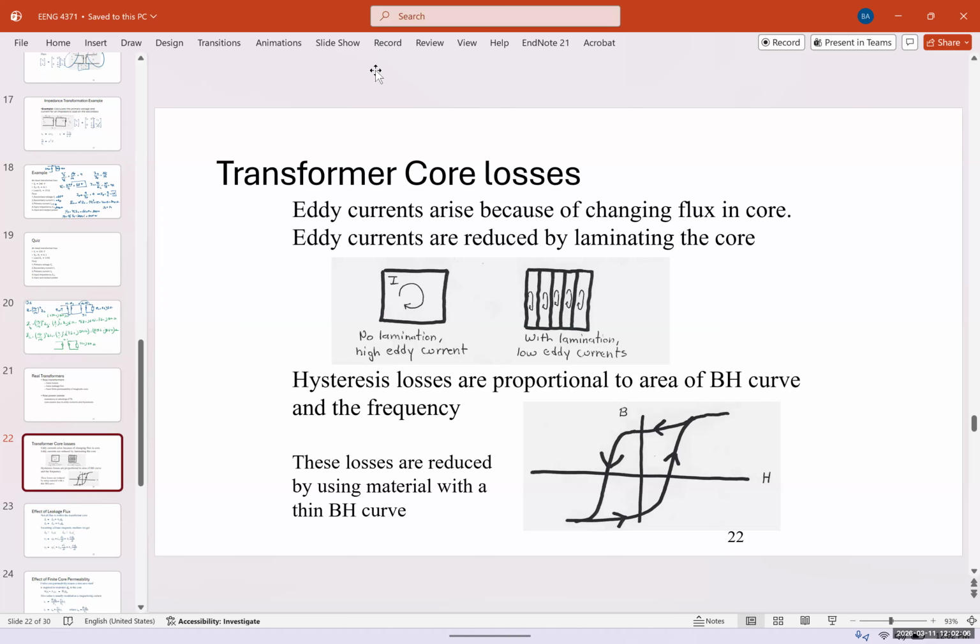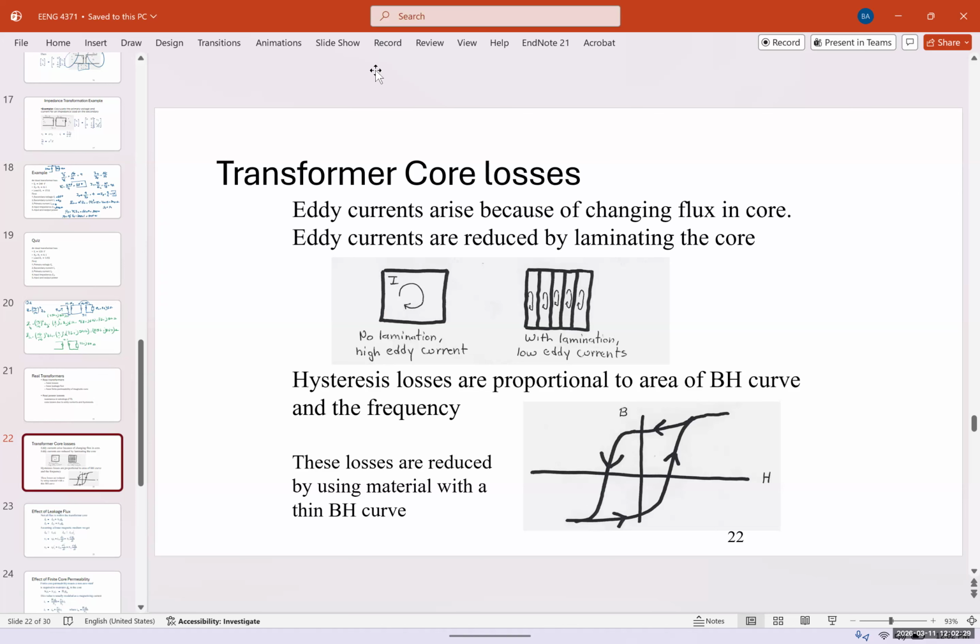Sometimes eddy current is actually good. If you have an electric kettle, electric pot or something that you want to boil water with, we actually use eddy current to heat up the system quickly. So in any magnetic heater, eddy current is good there.